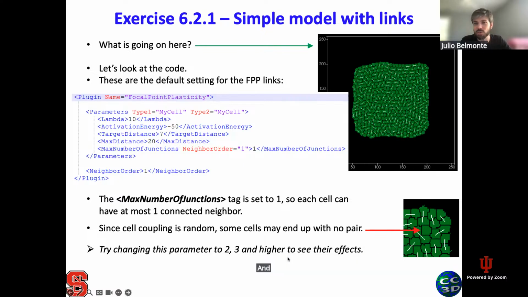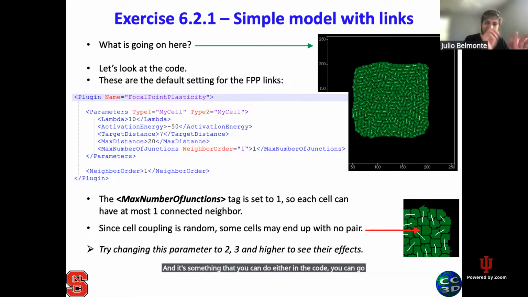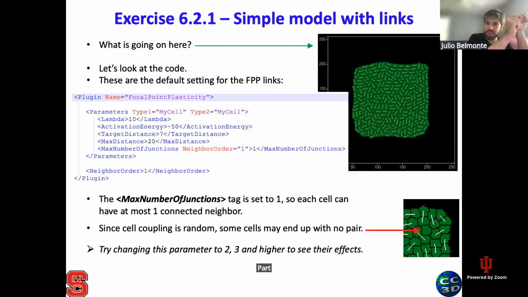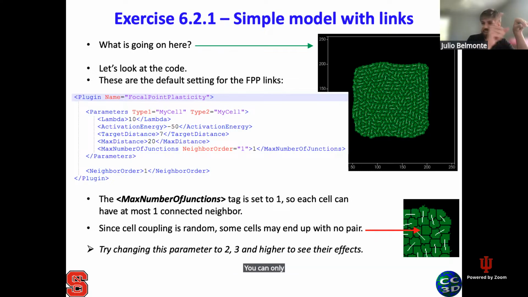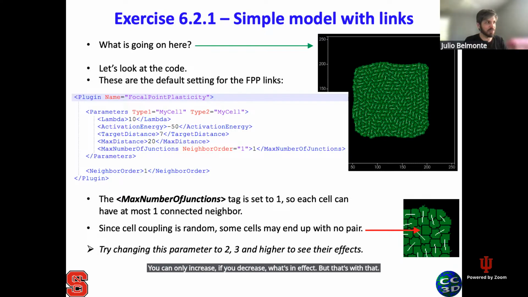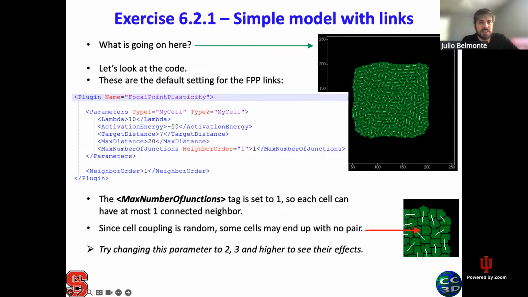It's something that you can do either in the code, you can go to the code and change the number of junctions and play it again, or you can also do it on the player. If you go to the player, that's this model part there, you can expand the focal point plasticity, and then you can find the maximum number of junctions parameter, and you can change that to 2, 3, 4, okay? But I think if you do that on the player, you can only increase. If you decrease, you will not see an effect. But let's do that. Let's change the number of junctions and see what you get.